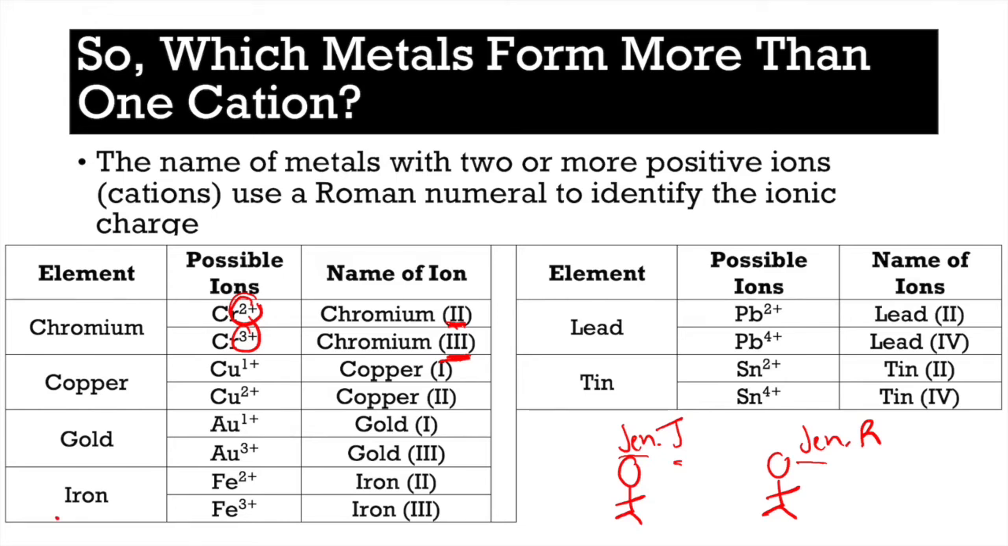Again, if I say I have iron in my compound, well, is it iron with a +2 charge or iron with a +3 charge? If you just say iron, you don't know. But if I say iron 2, that means I have the +2 charge. If I say iron 3, it means I have the +3 charge. So that's just like a last name.